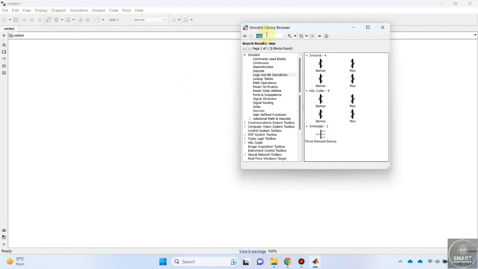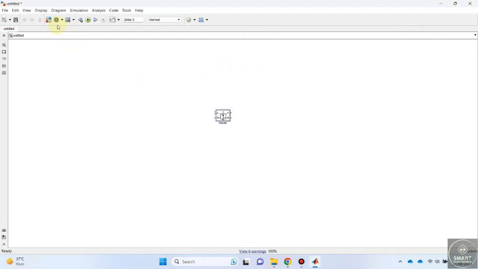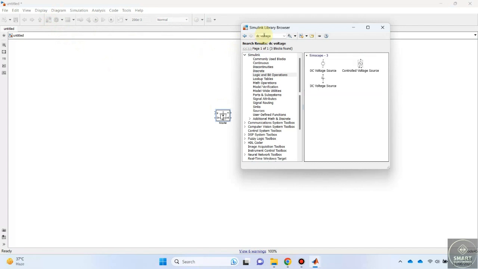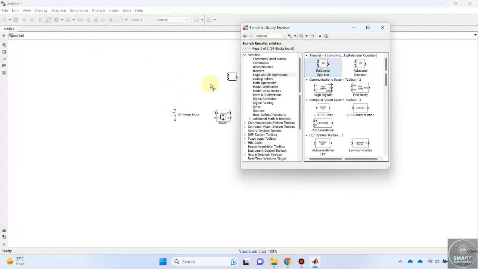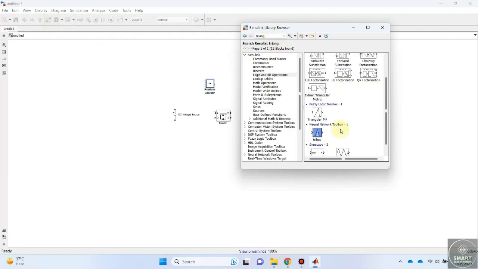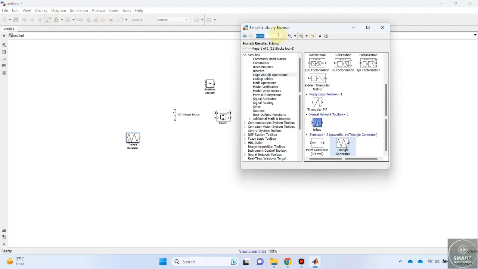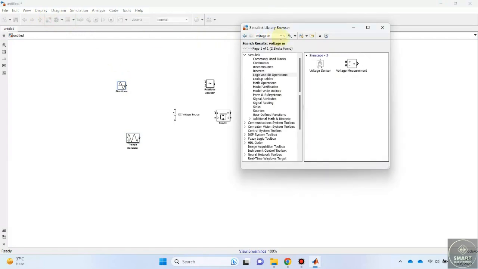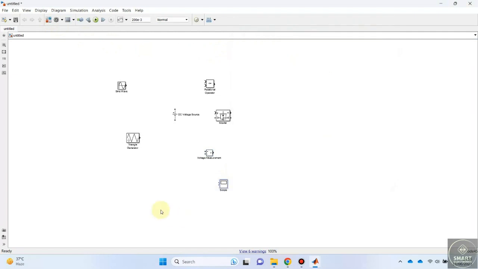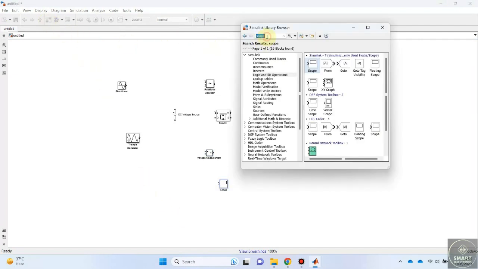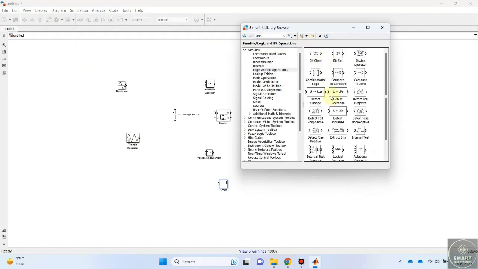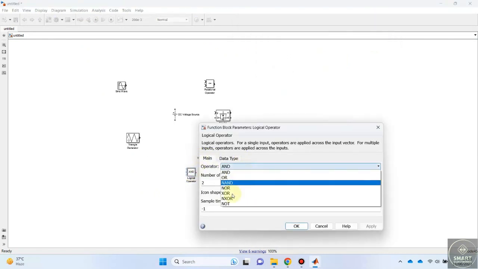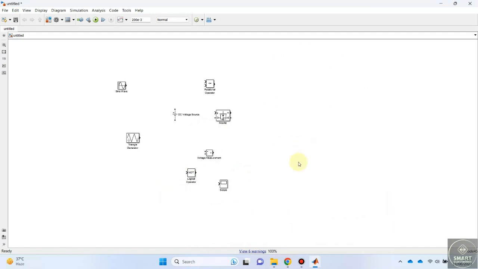So first of all we need MOSFETs, then we need DC voltage, then we will be needing some relational operators, a triangular generator, and then a sine wave generator, then a voltage measurement block, a scope, and then some logic gates in the form of NOT gate. So let's convert it to NOT. Alright, so a power GUI.